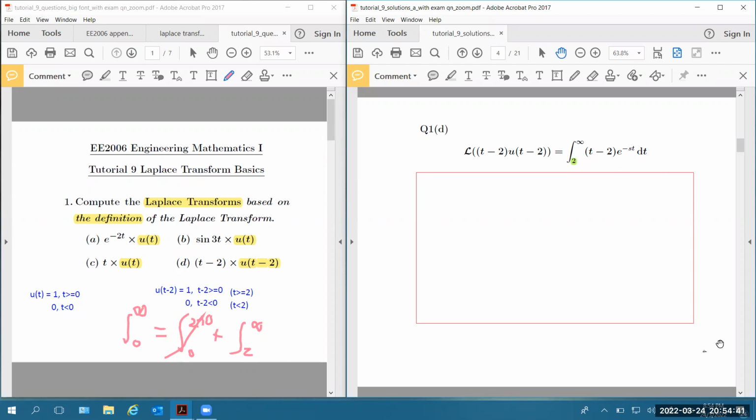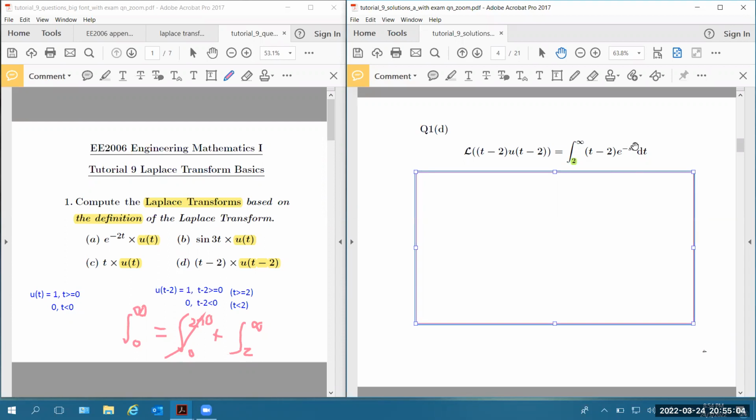Well, any questions, class, about this? Why I integrate from 2 to infinity? Any questions? Okay, right. So if this is clear, then we will just carry on from here, right?